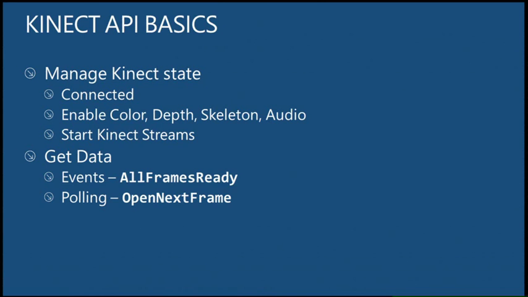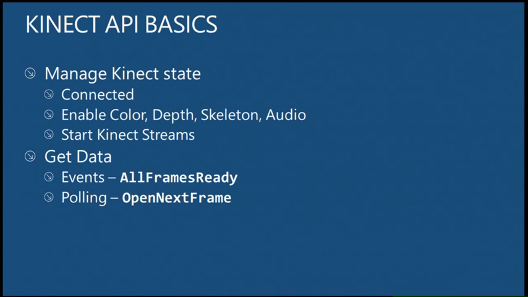So once we know the state of our Kinect, we enable specific features. I literally say enable, and I can pass in parameters for what I want to enable. I start the Kinect streams. And then to get data, there are 2 ways. I call all frames ready, or the specific type of camera: color frame ready, depth frame ready, skeleton frame ready. I would suggest you use all frames ready. The reason why is that it actually synchronizes the color, depth, and skeleton into one handy package.